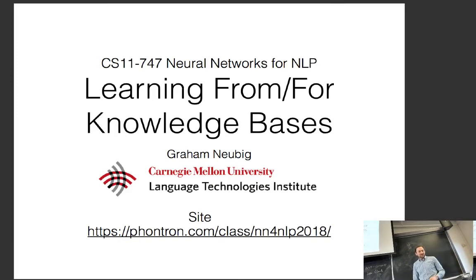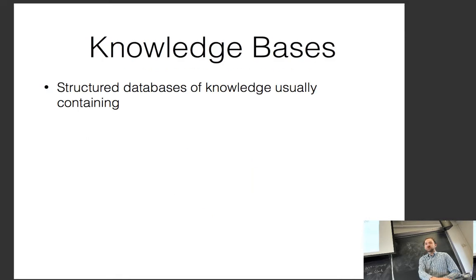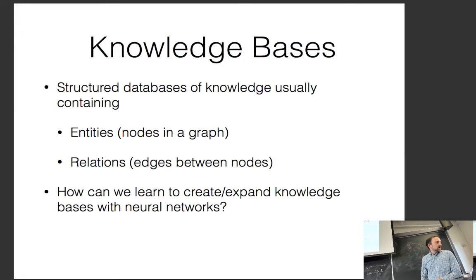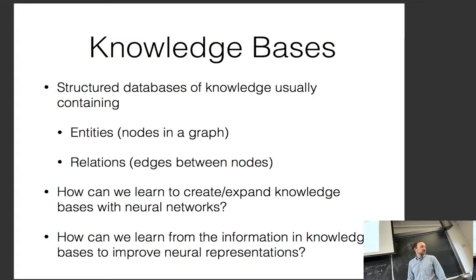So this time we'll talk about learning from and for knowledge bases. Knowledge bases are basically structured databases of knowledge, usually containing something like entities, which are represented as nodes, and relations, which are represented as edges between nodes. And there's kind of two questions here. One is, how can we learn to create or expand these knowledge bases with neural networks? So this is kind of relation extraction. And then the other question is, how can we learn from the information in knowledge bases to improve our neural representations or improve our neural methods?